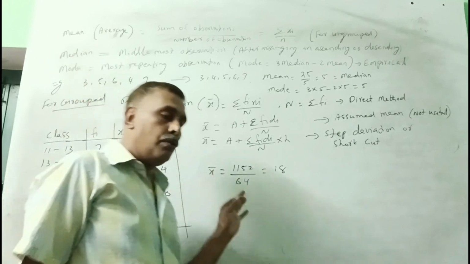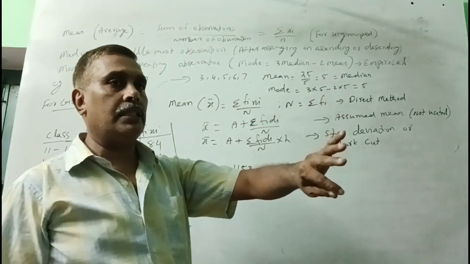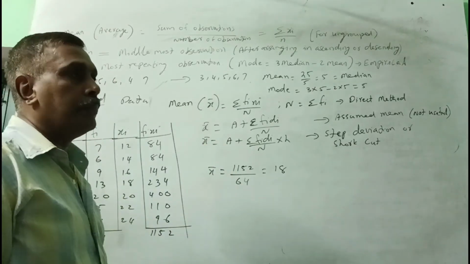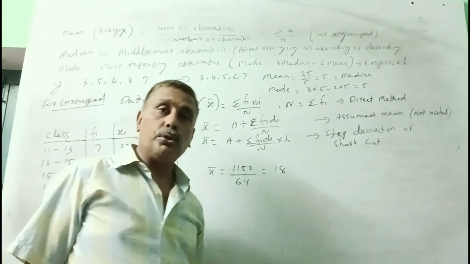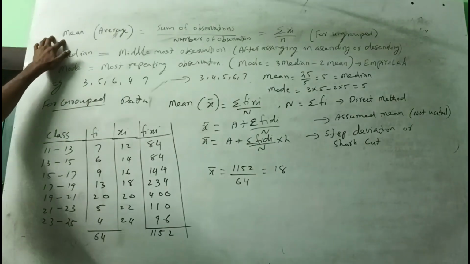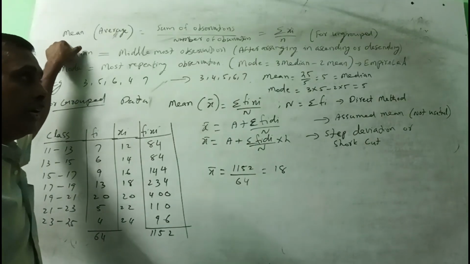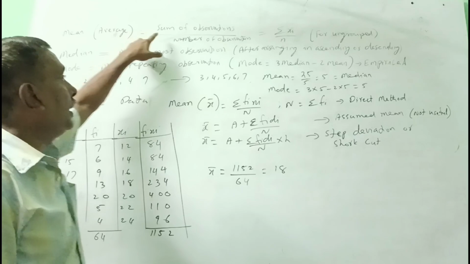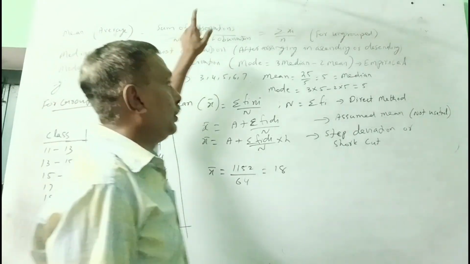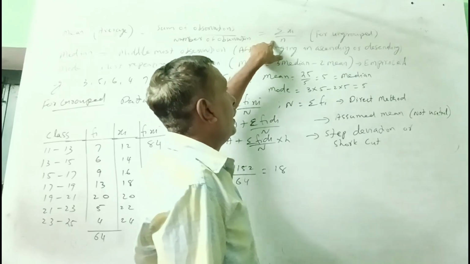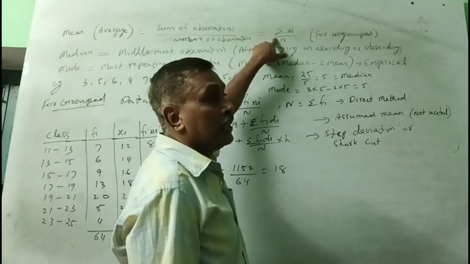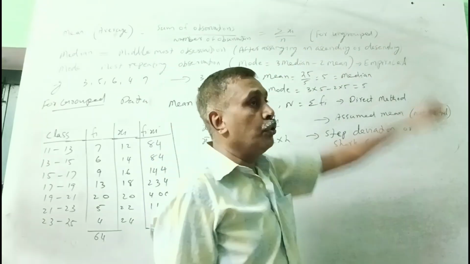Middle means lowest plus largest divided by 2, that is somewhere around the middle. So all these three measures will lie very near to that central value. Mean is the best measure, so it will always be very near to the central value. The definition of mean is the sum of all observations divided by the number of observations, which you learned in early classes. It is denoted by sigma xi by n. Xi means all observations, sigma means sum. It is for ungrouped data.